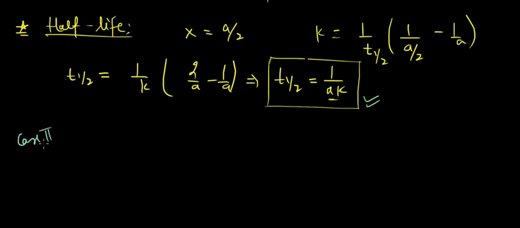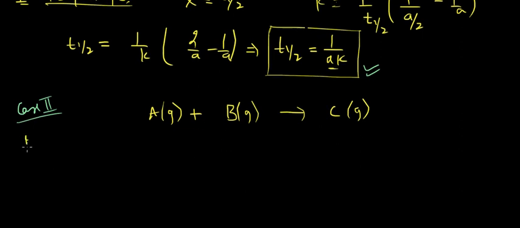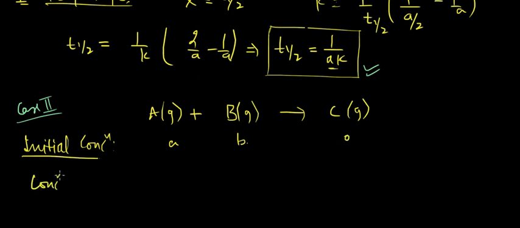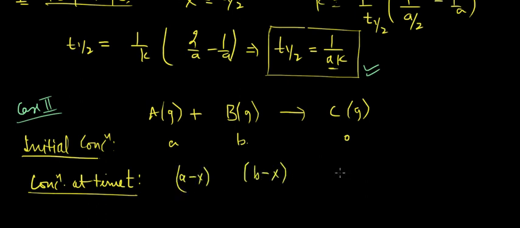Now let's say we have another case in which we are again reacting A gaseous plus B gaseous and forming C gaseous, and in this case, let's suppose the initial concentration was different. It was small a in case of A(g) and small b in case of B, and C was initially 0, and let's say the concentration at time t was a minus x, b minus x, and x.